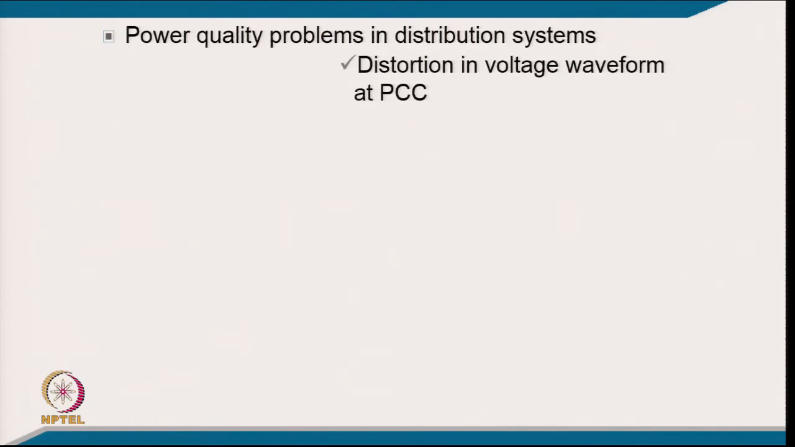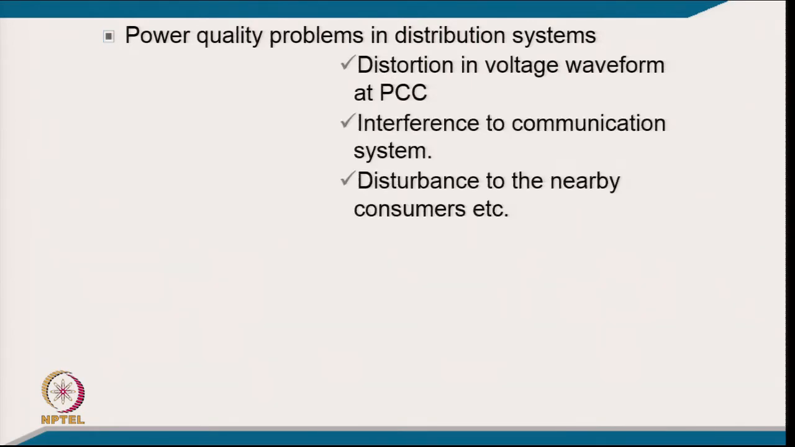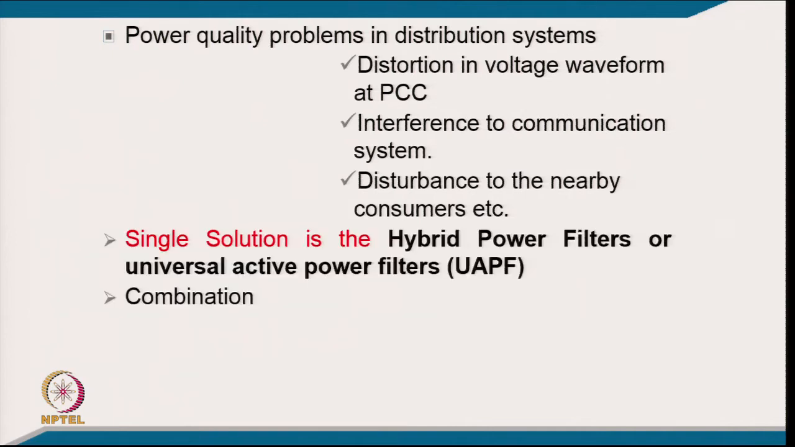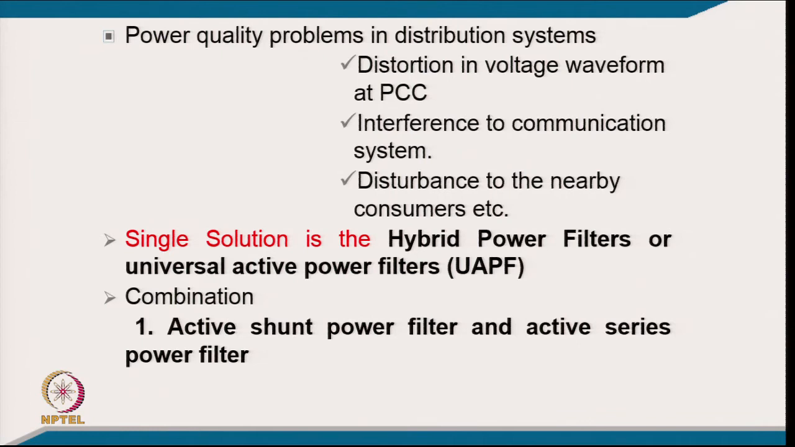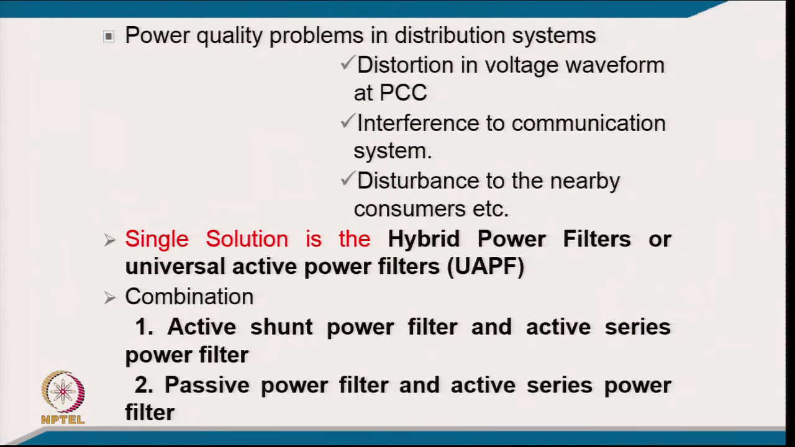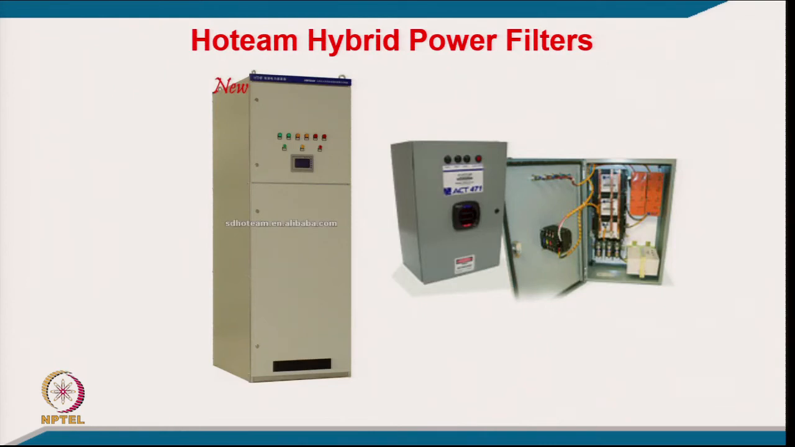Then, coming to power quality problems in distribution systems: distortion in the voltage waveform, interference to communication systems, and disturbance to nearby consumers. The single solution to these problems is the hybrid power filter, or we call it a universal active power filter. It is a combination of an active shunt power filter and an active series filter, and sometimes we use a passive power filter along with a small rating active series filter.